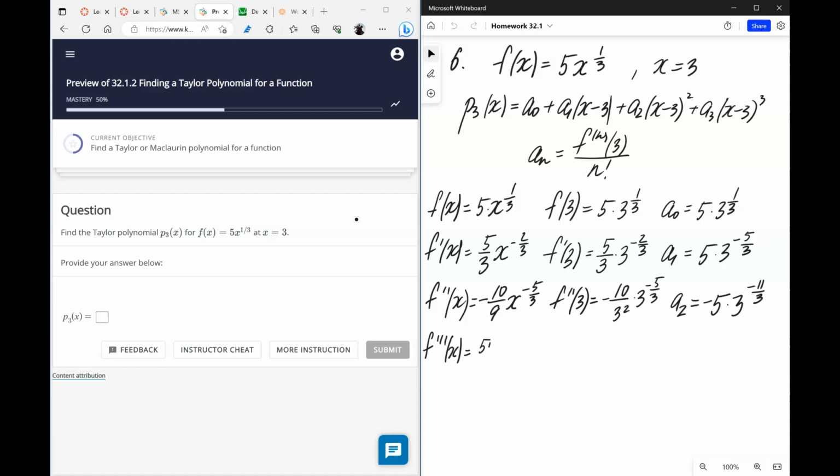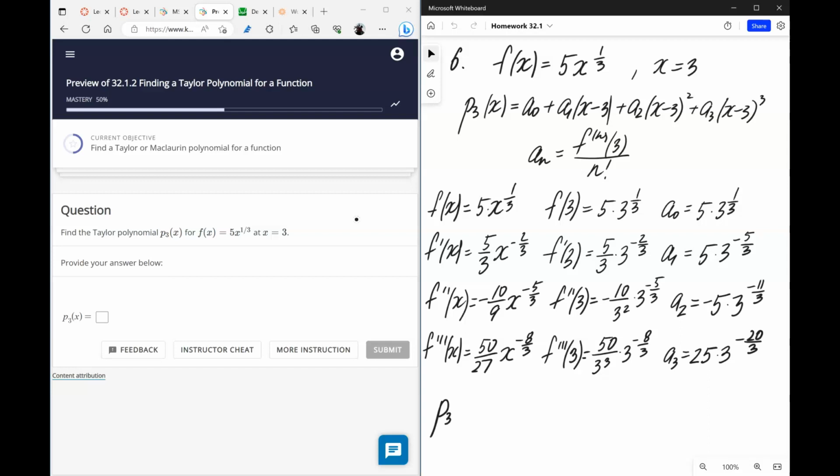And finally the third derivative is 50 over 27 x to the power negative 8/3. Evaluated at 3, we get 50 over 3 cubed, 3 to the power negative 8/3. So it's actually 1/6 of that, right? So we're gonna divide this by 2, and we're gonna add another power to the 3, so it's gonna be 3 to the power 4 in the denominator, and it's gonna be negative 20 over 3.